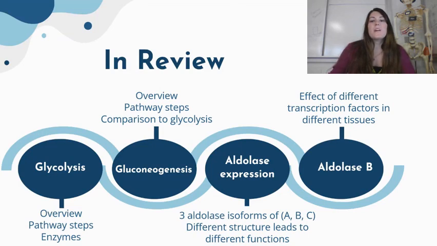In review, during this presentation, I described the overview of glycolysis and the glycolytic pathway in more detail, including the steps and enzymes required. I also described the overview of the gluconeogenesis pathway and compared and contrasted it to glycolysis, detailing the irreversible steps and different enzymes. I compared and contrasted the different isoforms of aldolase, A, B, and C, and their different expression patterns, and examined the effect of different transcription factors for aldolase B expression.